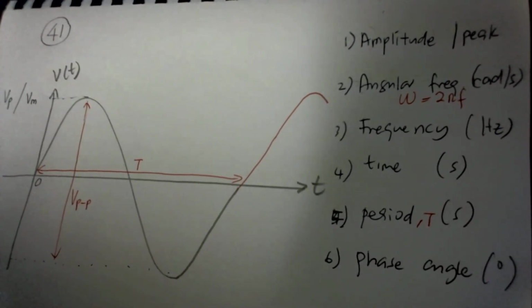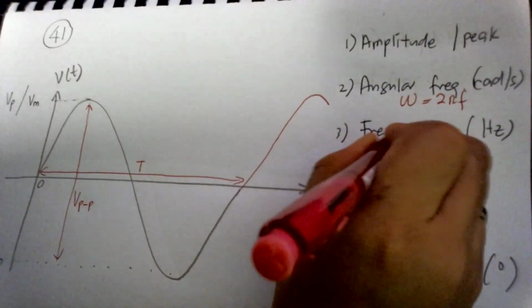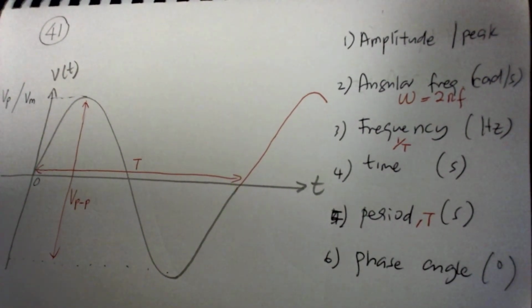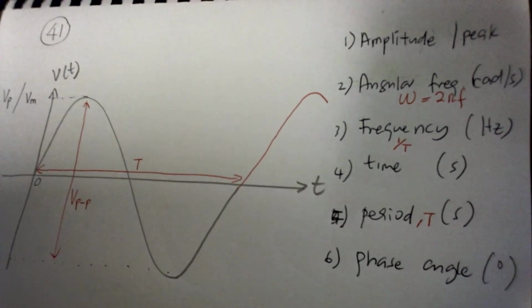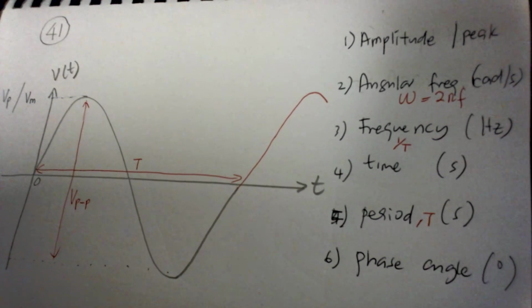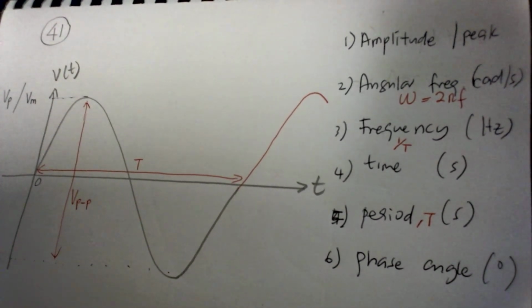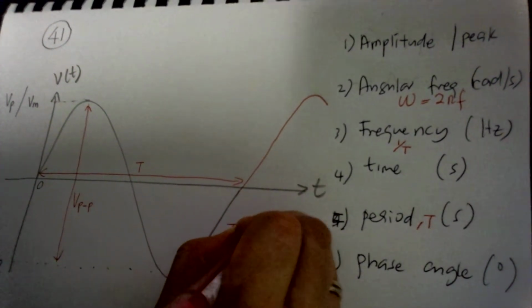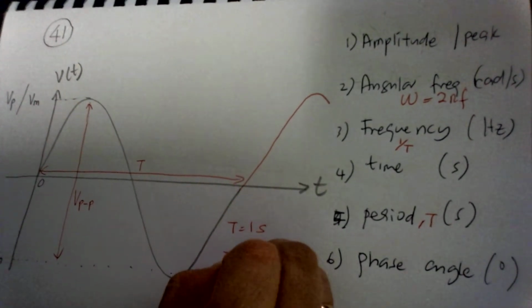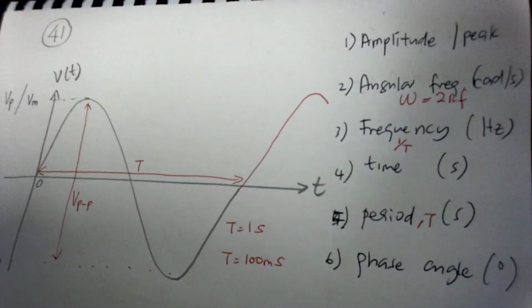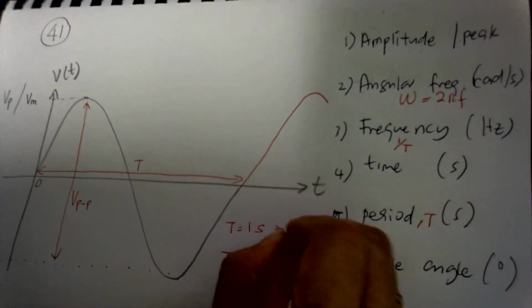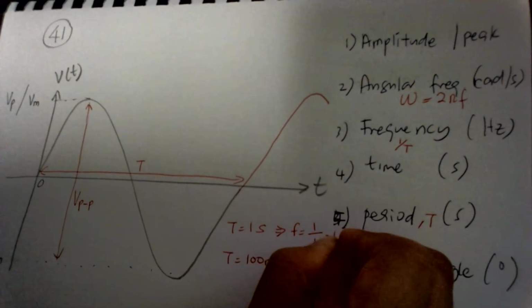How much time is taken to complete a cycle? The frequency comes from the time taken to complete a cycle, T, as 1 over T. If you have a high frequency, you have a very small time. If you have a lower frequency, the time taken to complete one cycle is very high. For example, if T equals 1 second and T equals 100 milliseconds, what is the difference? You will have different frequencies. For T equal to 1 second, the frequency is 1 over 1, which is 1 hertz.